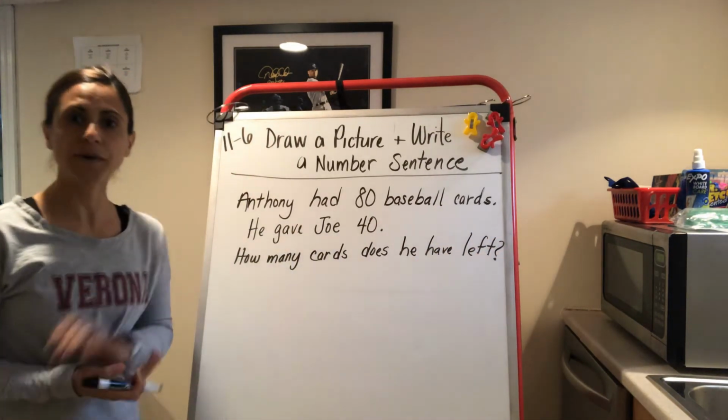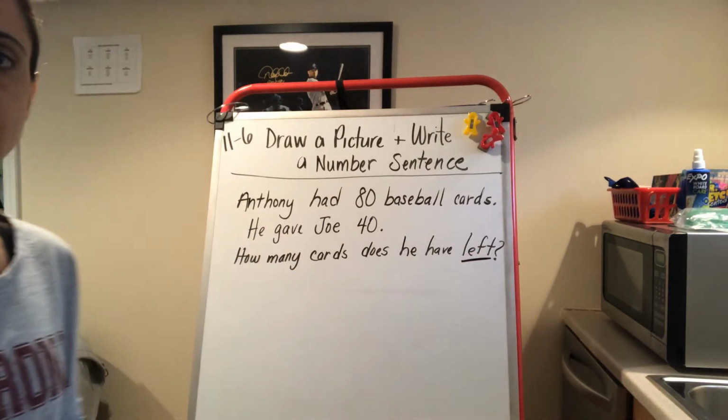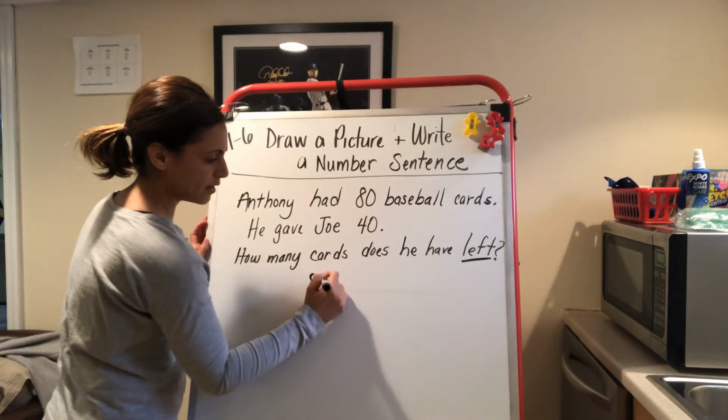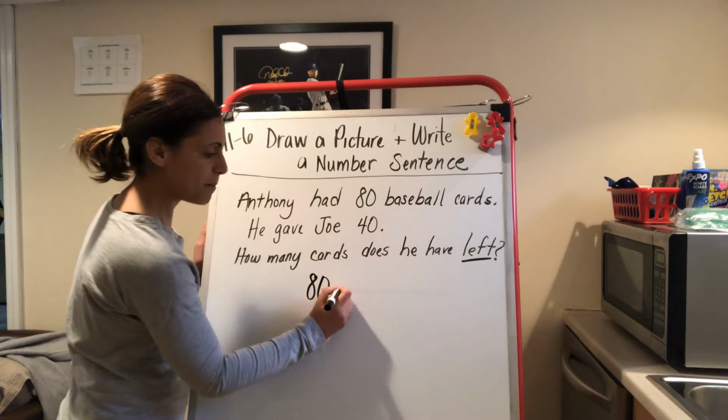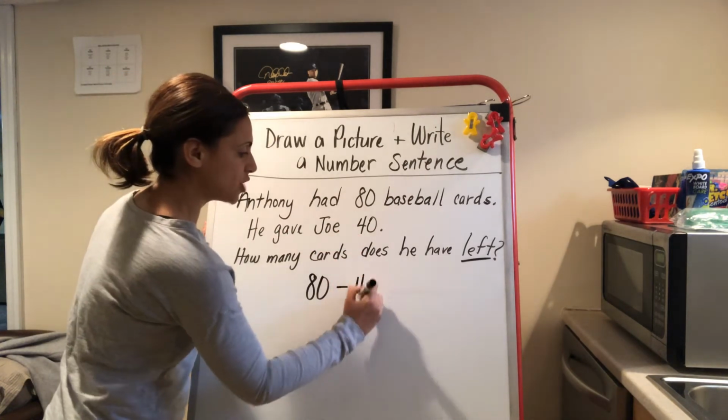Okay, whenever I see that word left in a word problem, I know I'm going to subtract. So let's read it again. Anthony had 80 baseball cards. He gave Joe 40. How many cards does he have left? You would start with the 80. I know I'm subtracting, so I'm going to put a minus sign. We know that he gave 40 cards to Joe.